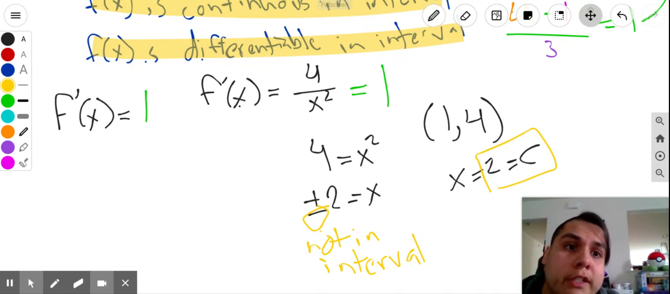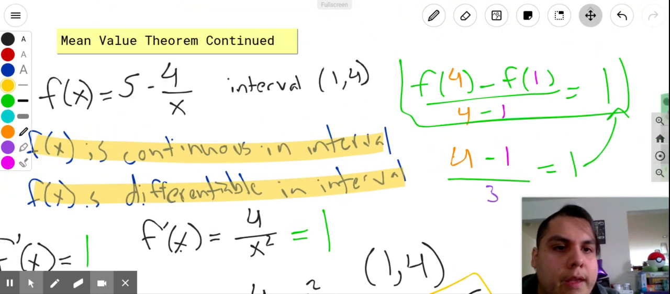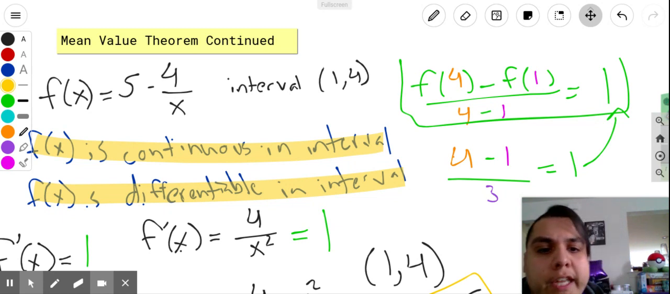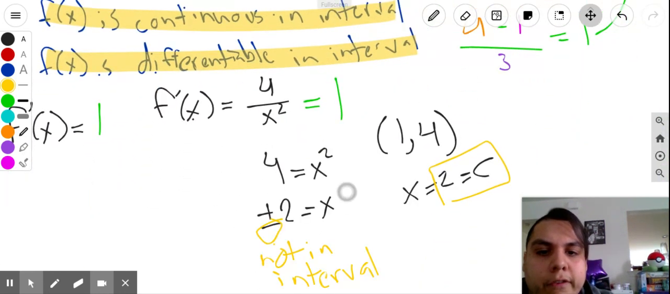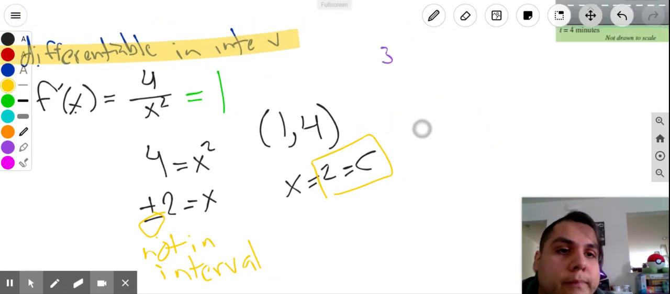So as long as you know how to follow these steps, which is just check the initial conditions of is it continuous, is it differentiable in the interval, figure out the difference between the y values of the interval over the difference in the x values of the interval, take your derivative, set it equal to that number you find, solve for x, and then take the answers you find and make sure that you choose the value or values that are in your interval. Okay.